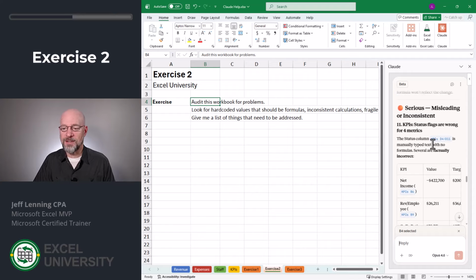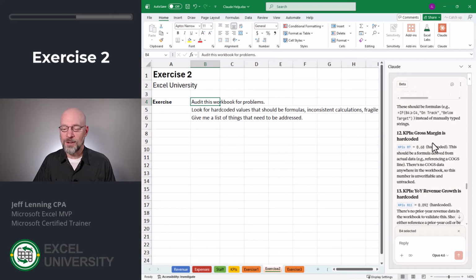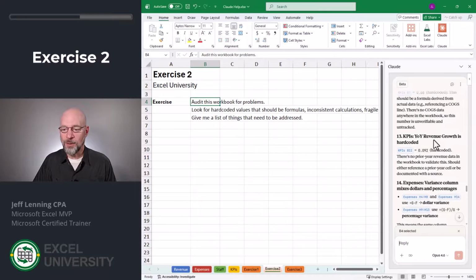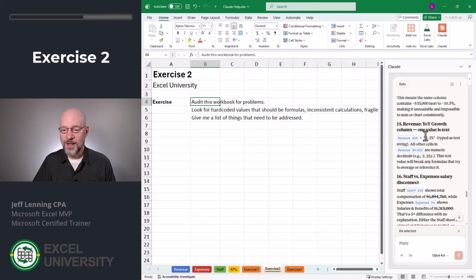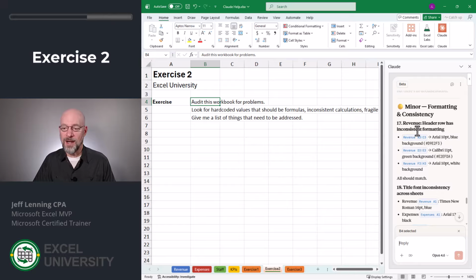It talks about KPI status flags being wrong for 4 metrics. Gross margin is hard-coded. Year-over-year revenue growth is hard-coded. And it gives me some more of these. Then it gives me minor.